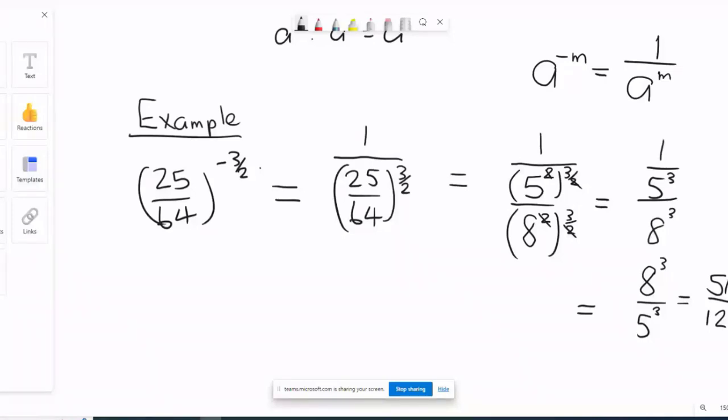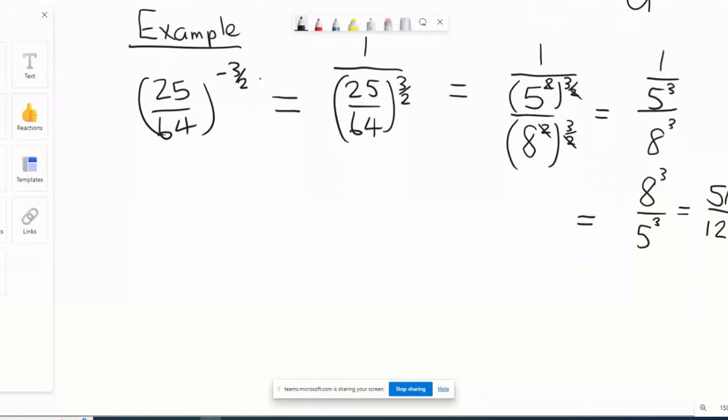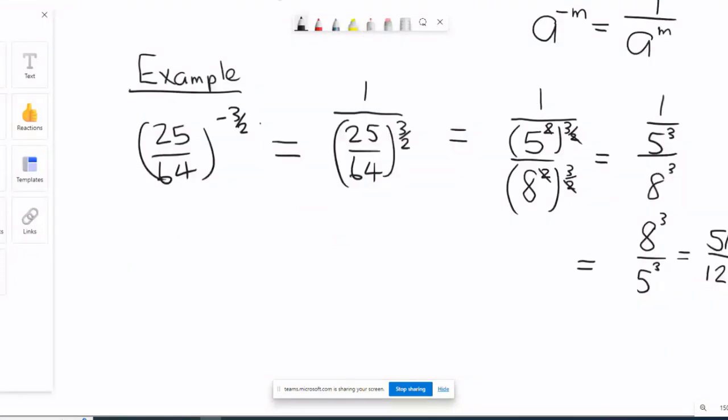Yes. And who am I speaking to now? Emmanuel. About what? Hi, Emmanuel. How are you? Yes, I was looking for you. Yeah, you said 1 over 5 cube and over 8 cube. Did you see that statement? Yes.